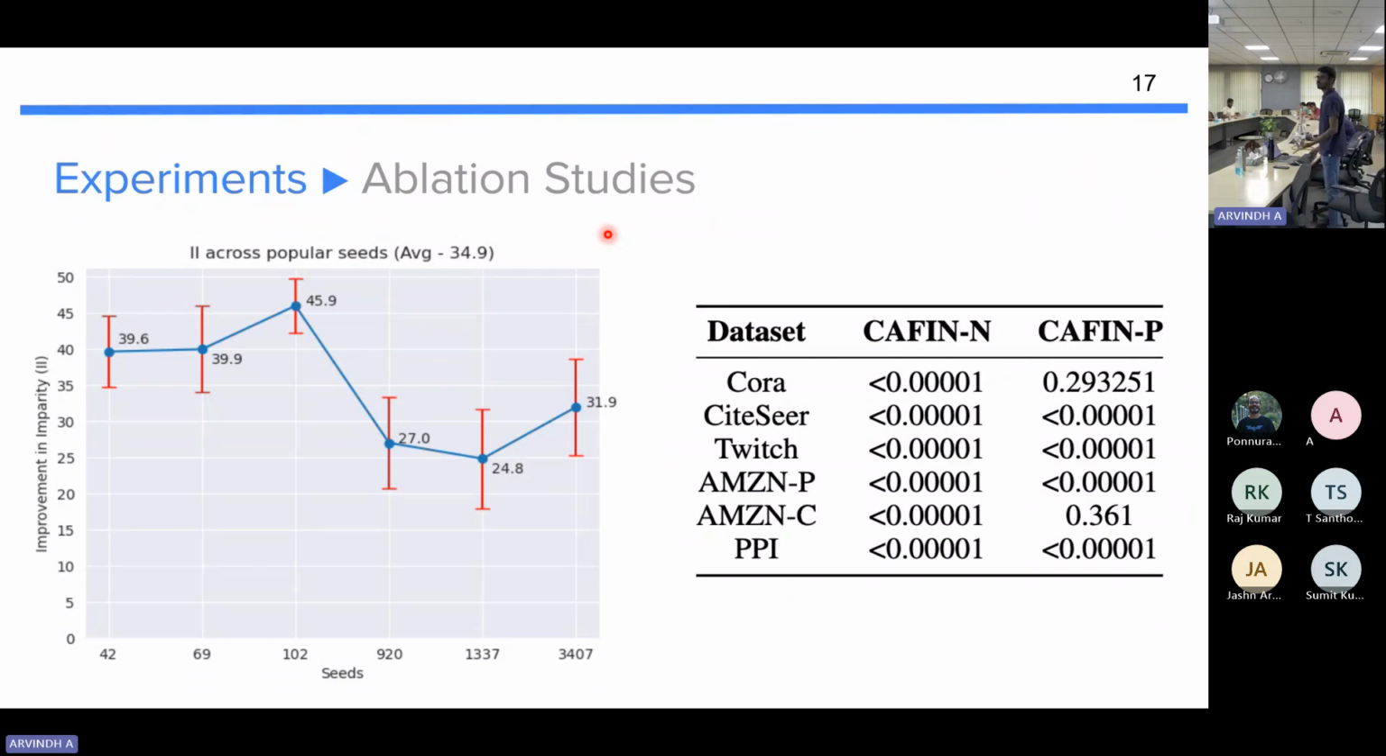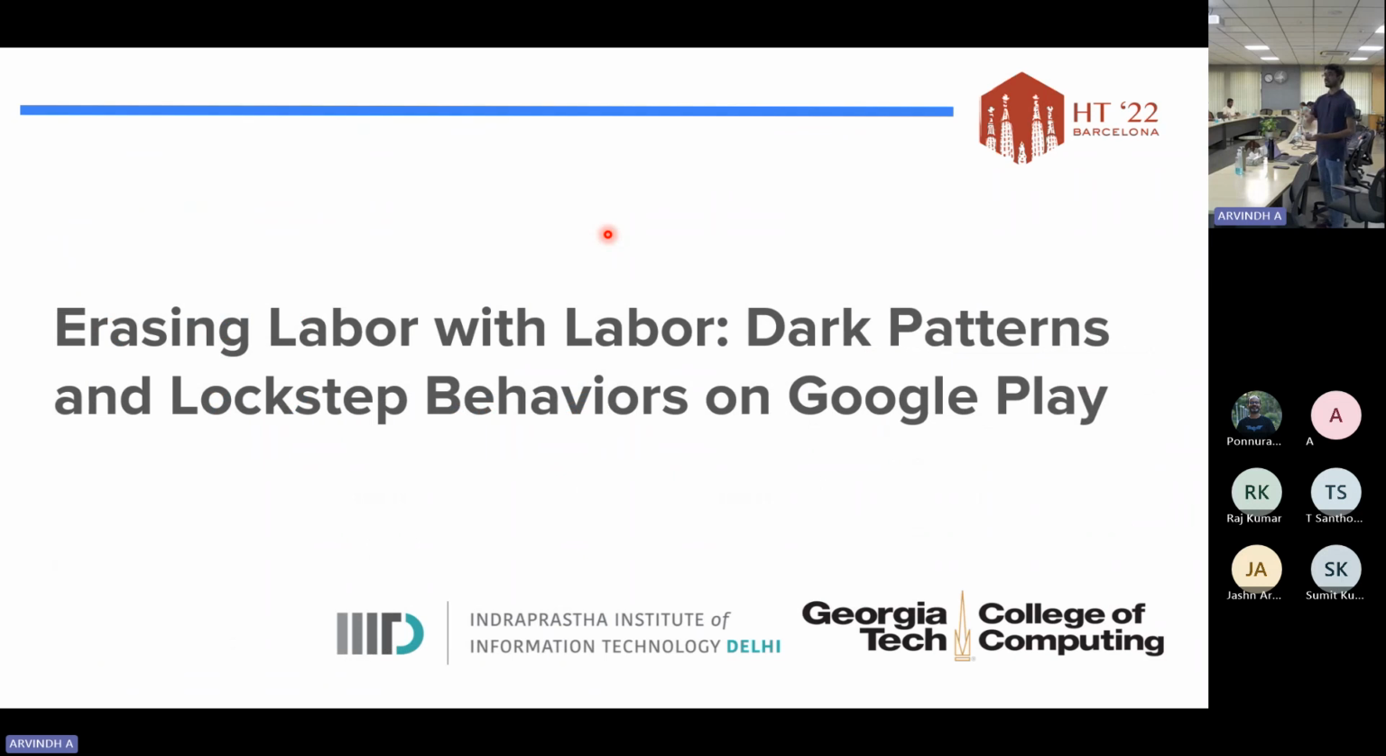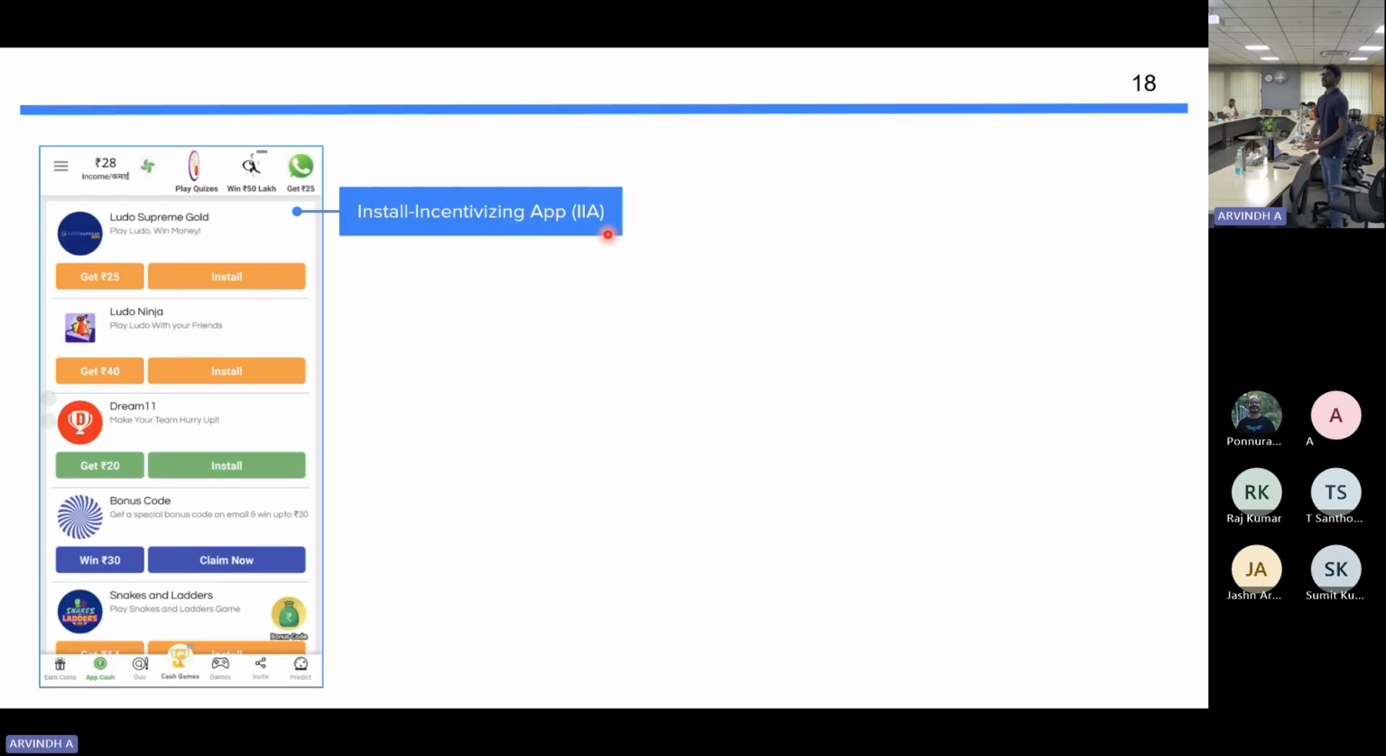I'll now move on to our second work. Again, I'd like to thank my collaborators, my supervisors. So, there are these very specific apps in the Google Play Store that we name install-incentivizing apps, IIA, henceforth. What these apps do, as you can see, is pay you a certain amount to download and install a certain game.